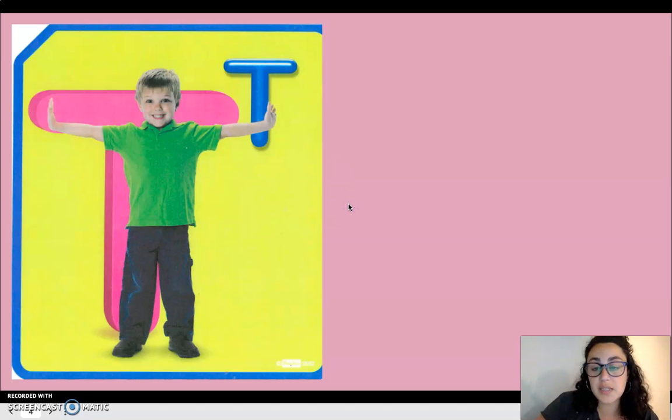So here's how you could make a T with your body. This kid is so excited to make a T. You just stand up straight and put your arms out wide. So we have the line that goes across and the line that goes down. Can you make this with your body?